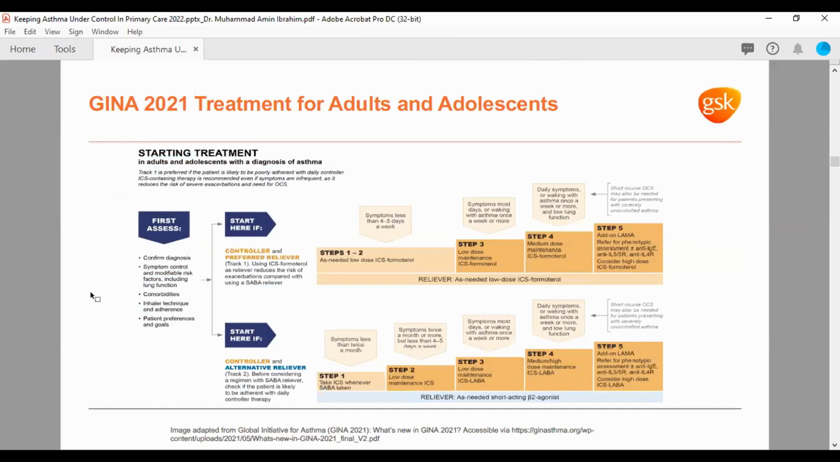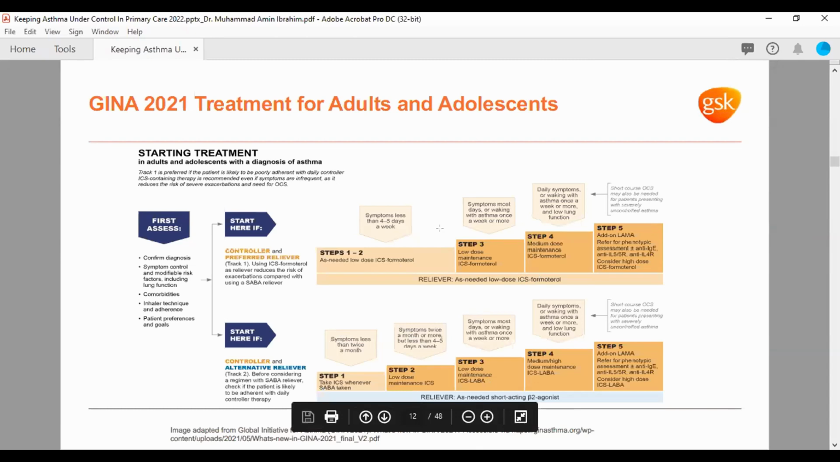So in the latest guideline, we have 2 separate tracks. The above track, we call it controller and the preferred reliever. And the second track is controller and the alternative reliever. So the difference between the first track and the second track is the type of reliever. For the first track, the reliever will be the use of combination ICS-formoterol at low dose. For the second track, the reliever is similar to the previous guideline, which is short-acting beta agonist.